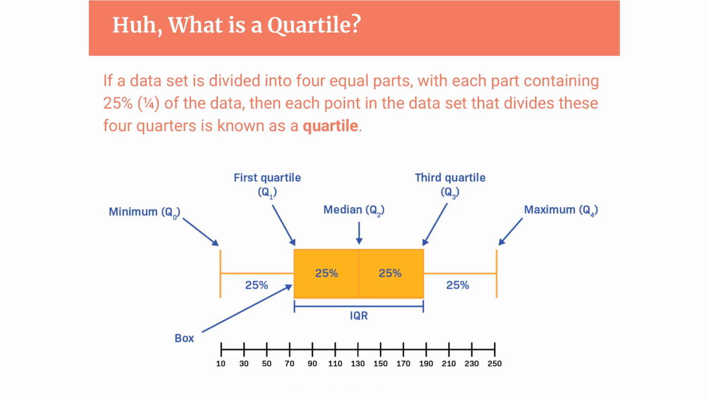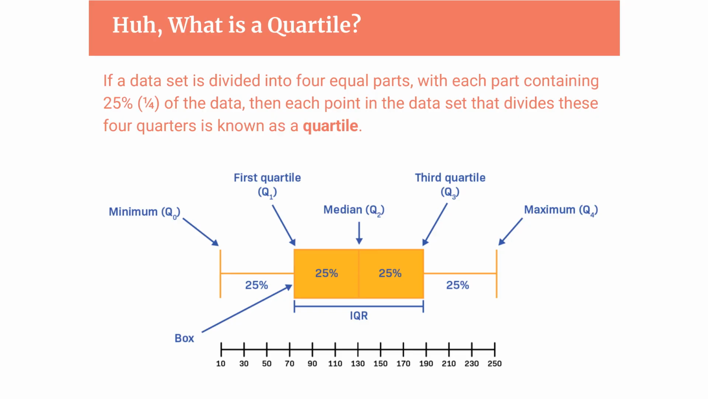So what exactly is a quartile? If a dataset is divided into 4 equal parts, with each part containing 25% of the data, or 1/4 of the data, then each point in the dataset that divides these 4 quarters is known as a quartile.